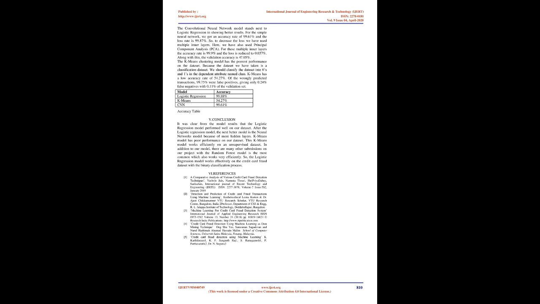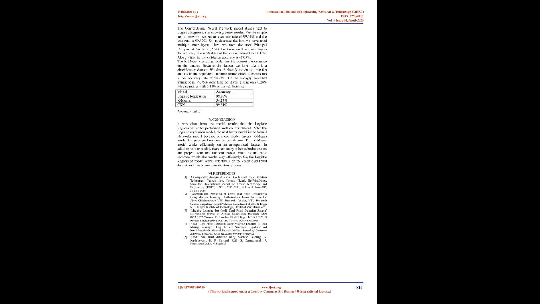The accuracy rate for the logistic regression model is 99.88% with 0.079% of the validation set being false. Finally, there were the best results for logistic regression with balanced weights. The accuracy rate is 97.5% for logistic regression with balanced weights. The convolutional neural network model stands next to logistic regression in showing better results.